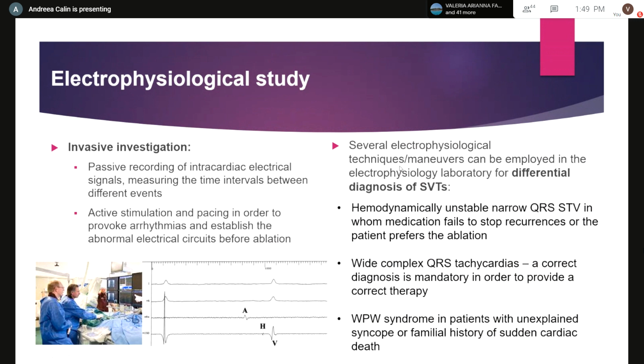There are several techniques and maneuvers that can be employed to differentiate different kinds of SVTs, and these are recommended in patients that have hemodynamically unstable narrow QRS SVTs, in whom medication fails to stop recurrences, or the patient prefers the ablation. And also in patients with wide complex QRS, to establish a correct diagnosis in order to provide a correct therapy, and also in patients with Wolff-Parkinson-White syndrome, if the patient has an unexplained syncope or a familial history of sudden cardiac death.